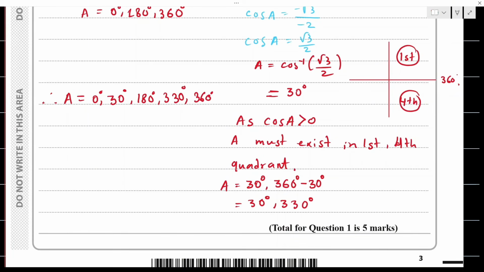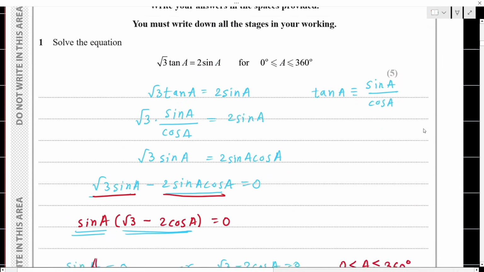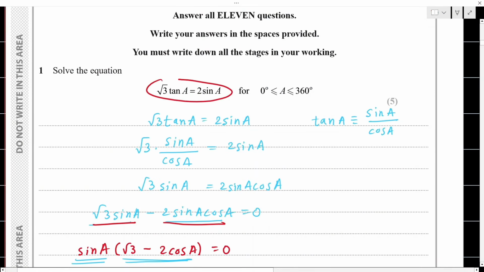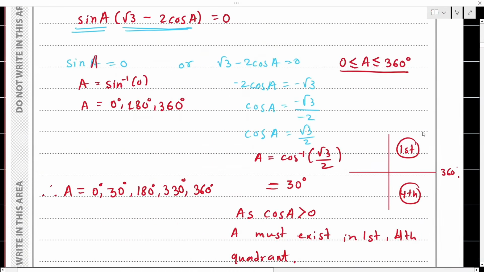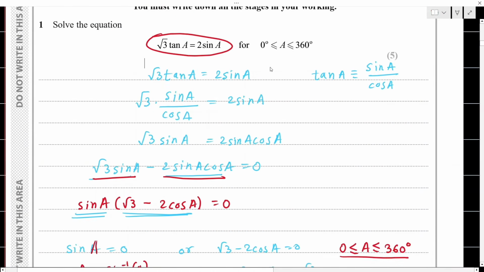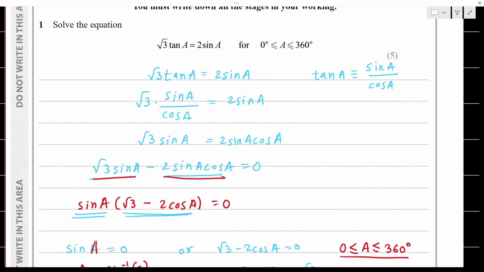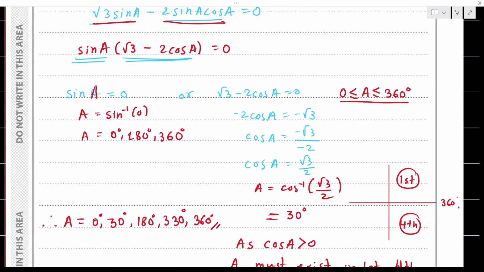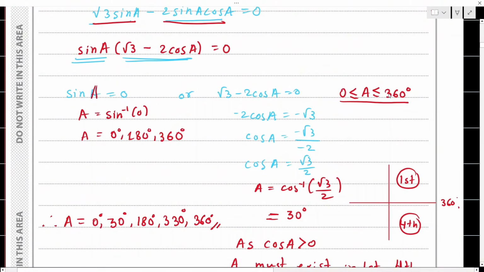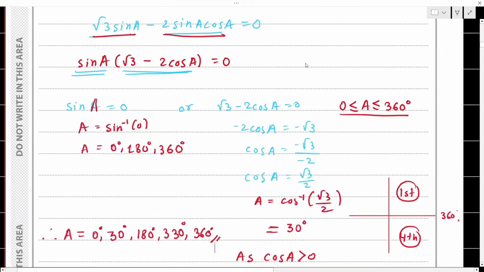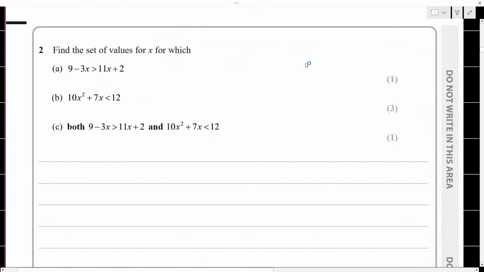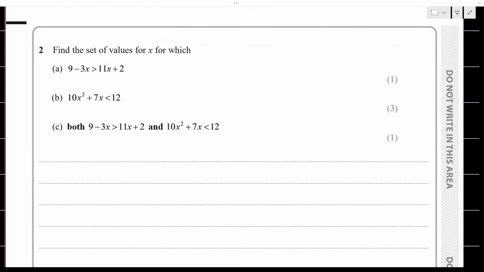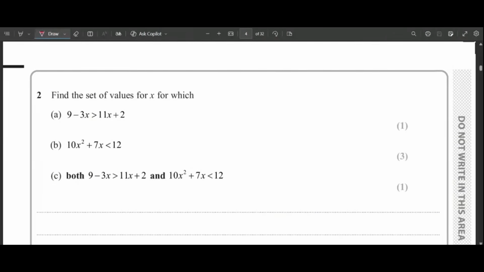Using any of these values in our original equation will satisfy our equation. The reason these values will satisfy our equation is because they are the solution to this equation. So this was our question number 1, and these are the answers to our question number 1. We can now move on to our question number 2. So this is our question number 2.